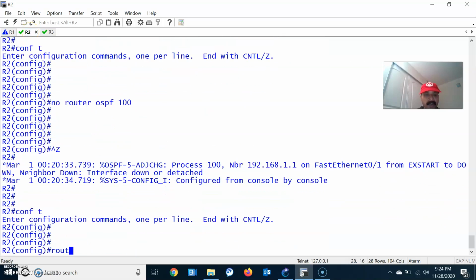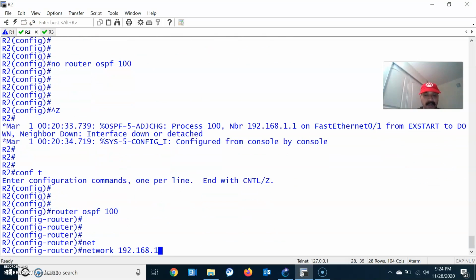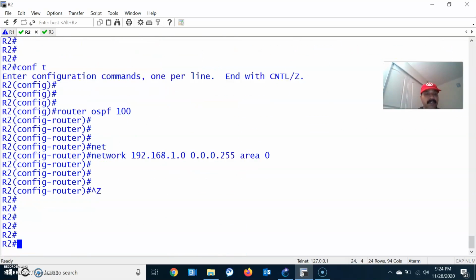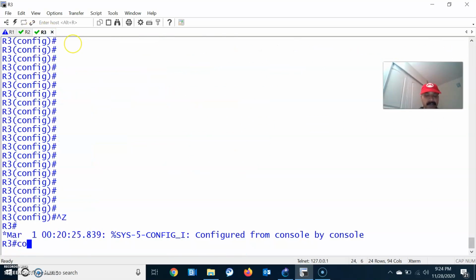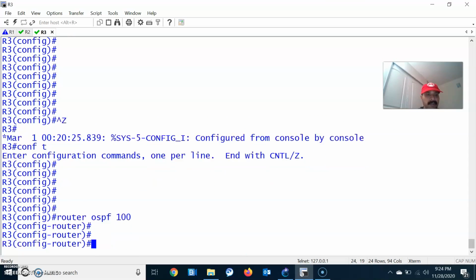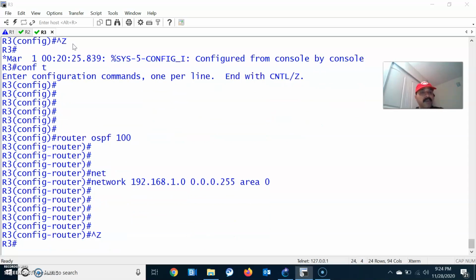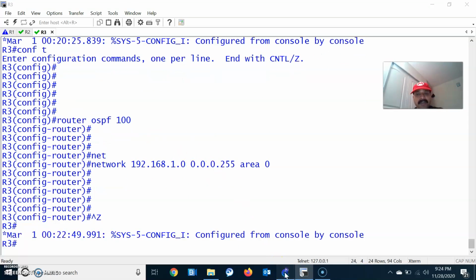Similarly, go to R2 and configure the routing protocol. Configuration mode, router OSPF 100, and network is 192.168.1.0 0.0.0.255 area 0. Similarly, go to R3 and configure it. Go to configuration mode, router OSPF 100, network is 192.168.1.0 followed by 0.0.0.255 area 0, right?